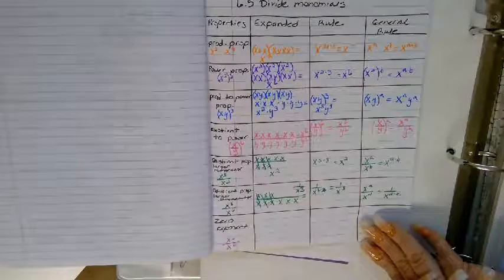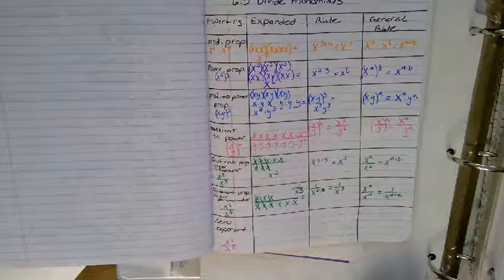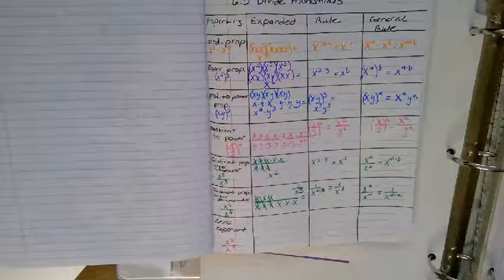Okay, last one. And this is the 0 exponent. I don't know why, but I hate the 0 exponent, but I hope you like it more than me. Okay. So let's look at our rule, our general rule.